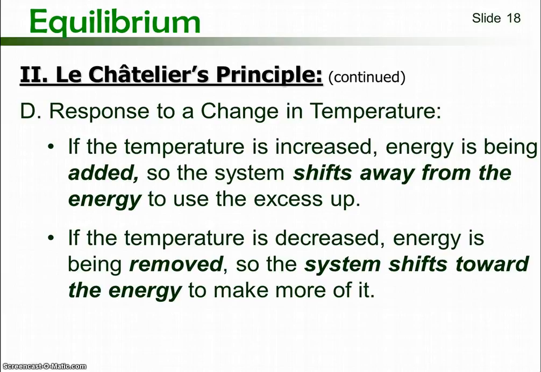So rule number 2, which is the rule for Le Chatelier's principle regarding changes in temperature, is worded very similarly. In this case, if the temperature is increased, which means that energy has been added, the system will shift away from the energy to use the excess up. So when we add temperature by adding heat energy, the system is going to shift in whichever direction goes away from the kilojoules. If the temperature is decreased, meaning energy has been removed, the system will shift toward the energy, whichever side energy is on, reactants or products, to make more of it.